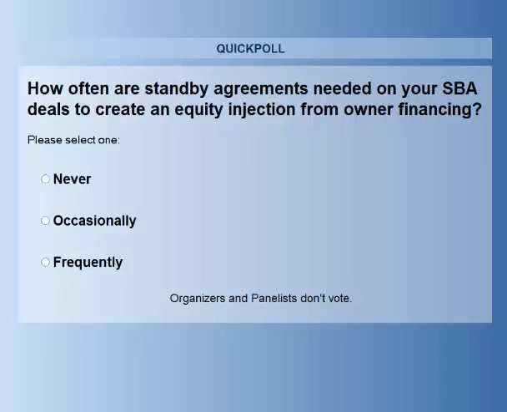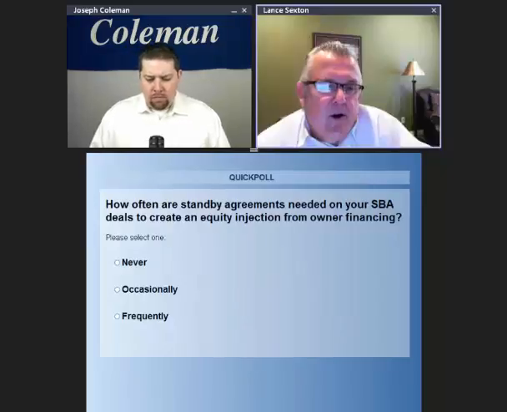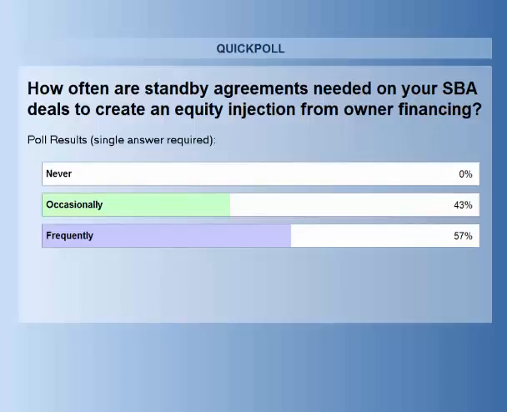Let's see. One more. How often are standby agreements needed on your SBA deals to create an equity injection from owner financing? This is another important area of documentation. If your equity injection is created by owner financing that's on standby, this is another critical area to document properly, and just curious how often people deal with that. It looks like quite a few people have dealt with it. Great.